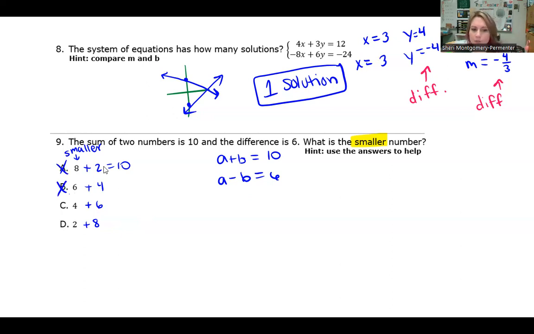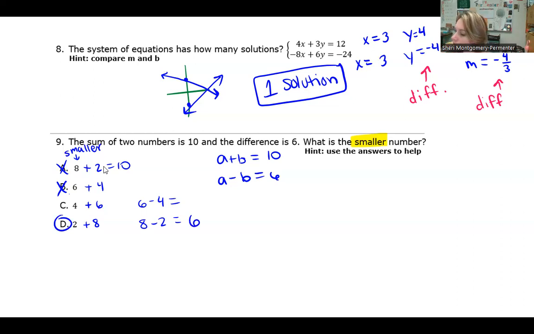So now what we're going to see is which one has a difference of 6. If you subtracted it, you got to start with a bigger number. So 6 minus 4, does that give you 6? Or does 8 minus 2 give you 6? 8 minus 2, that will give you 6. So D is the one that works.